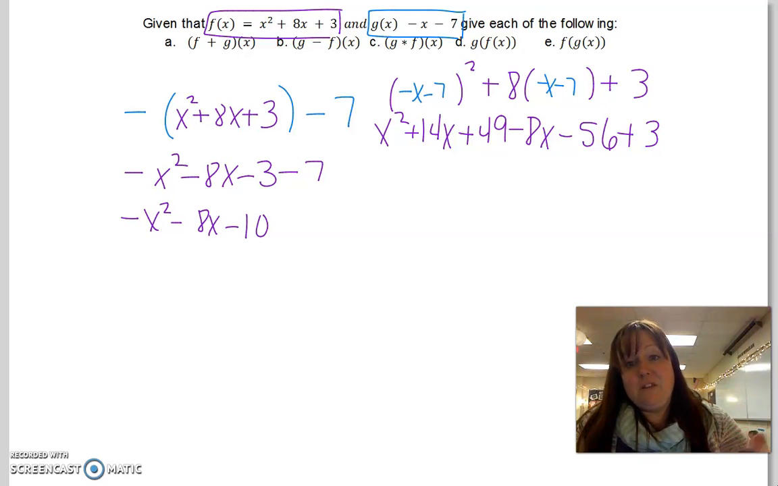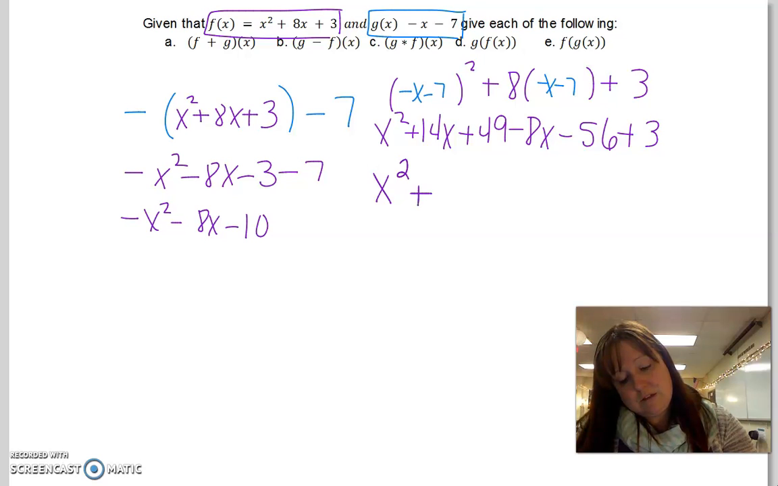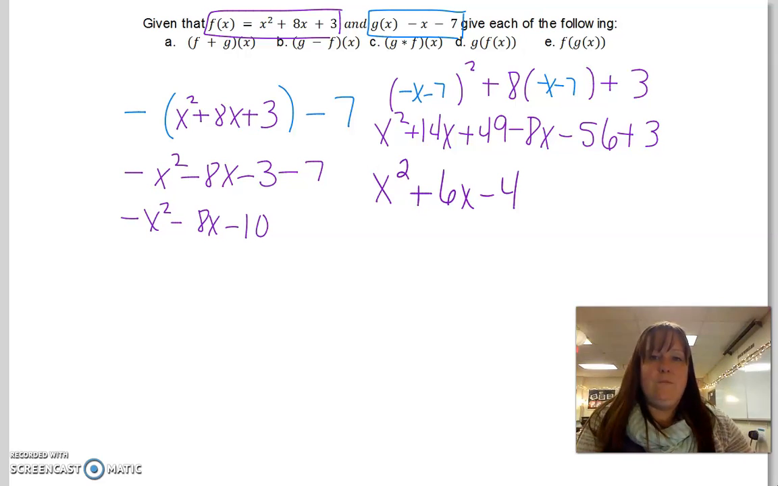And then we're going to combine everything that's the same. So we end up with x squared plus 6x. And then we have negative 56 and positive 49 is negative 7, and positive 3 is negative 4. There you go. Not too bad.